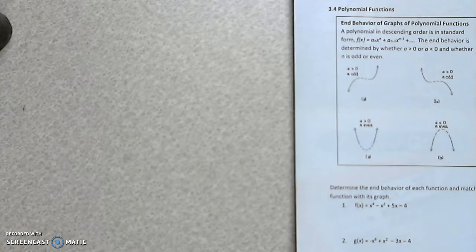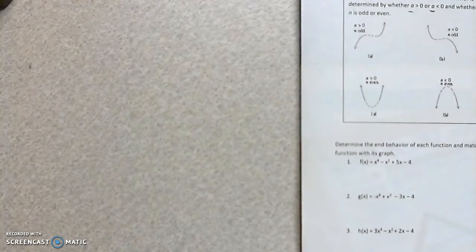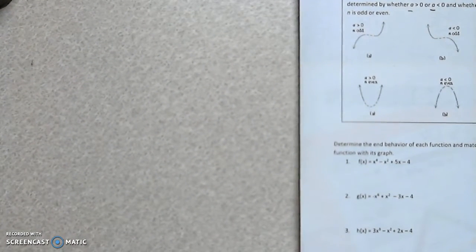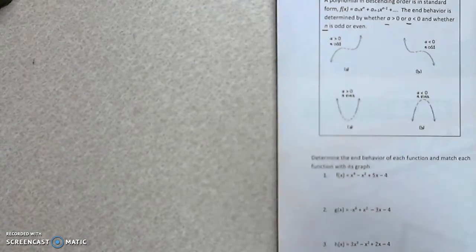Alright, and from that, once you make sure they're in descending order, then you can look at the very first term, and all we're going to look at is the leading coefficient. Alright, and that's going to be your A, the leading coefficient, and then we're going to look at the exponent of that first term, and that's going to be our N.